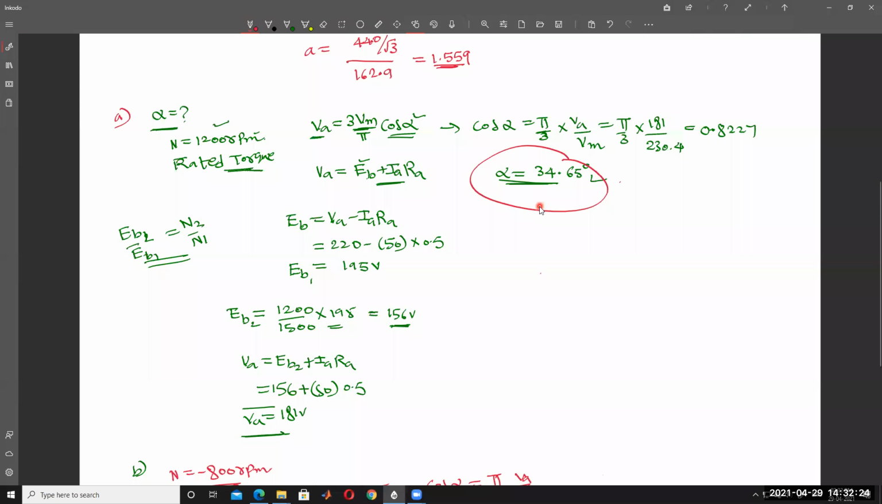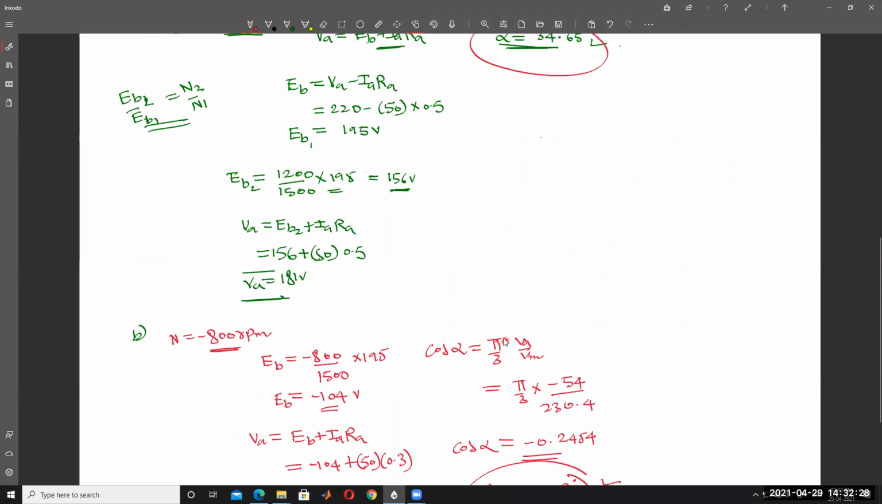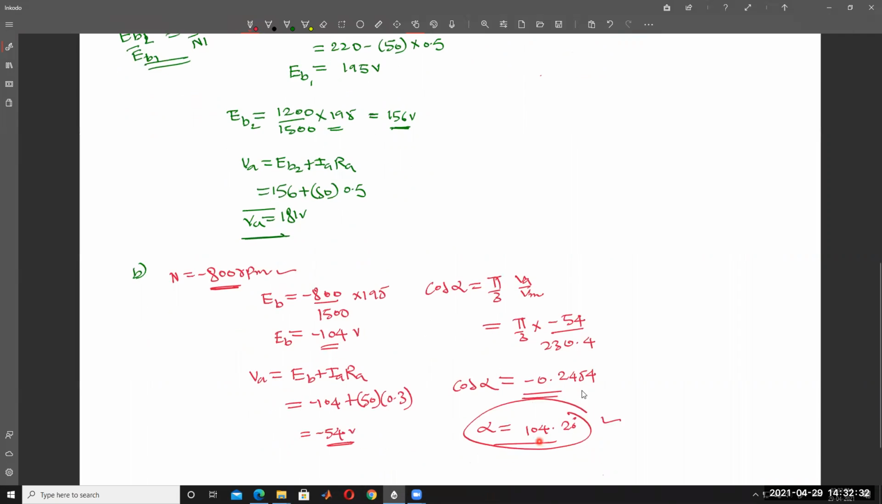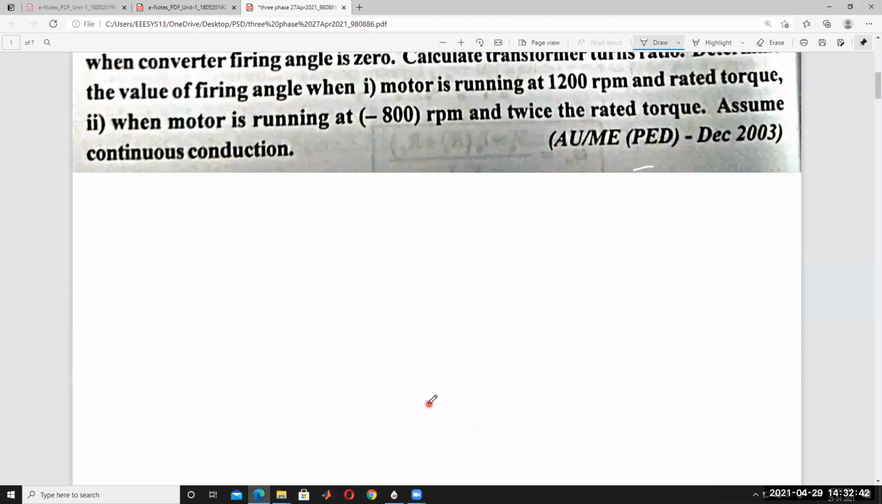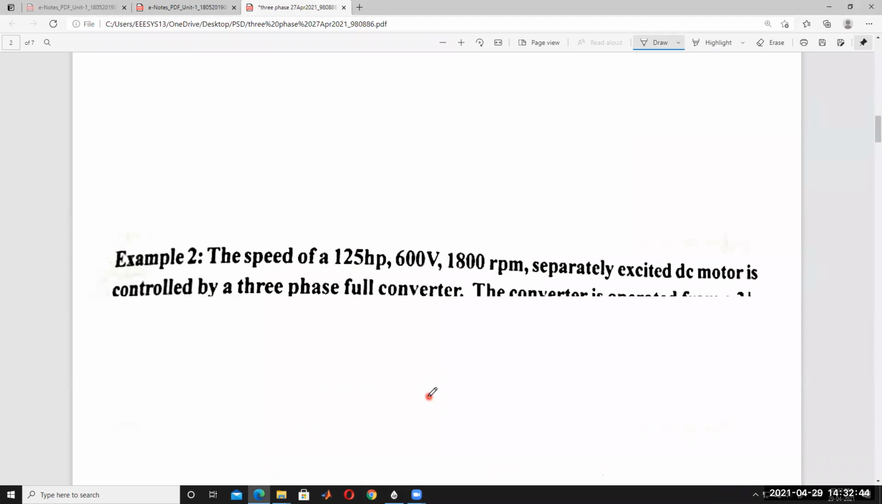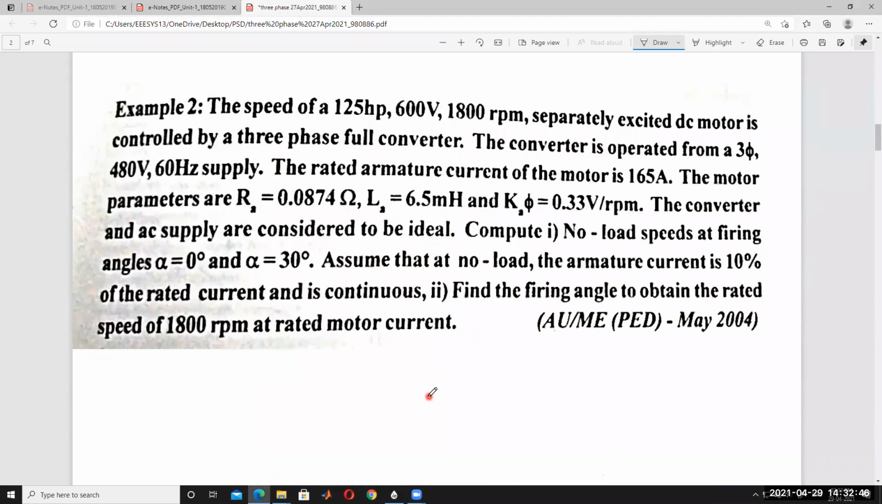At speed equal to 1200, okay, at speed equal to minus 800 rpm. Right. Is it clear? Understood? And then, next question now. Go for the next question. All of you write this second question.